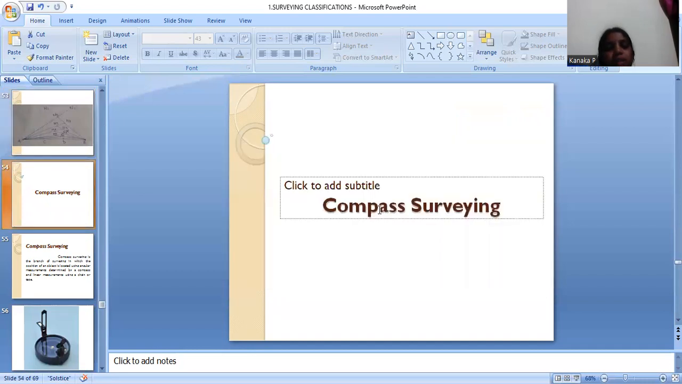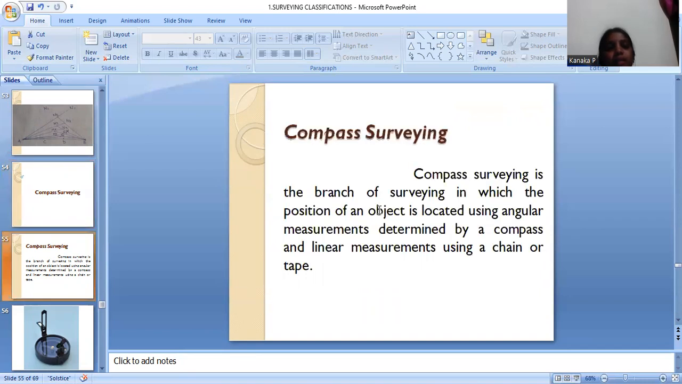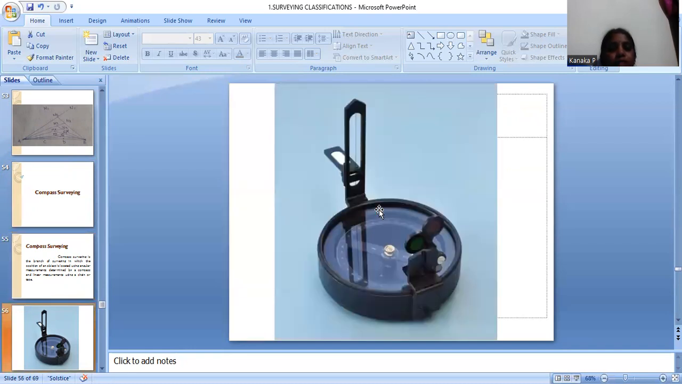So next topic is compass survey. Compass survey is mainly used to determine the angular measurements, and the linear measurements using a chain or tape. So this is compass. Compass is a graduated ring.